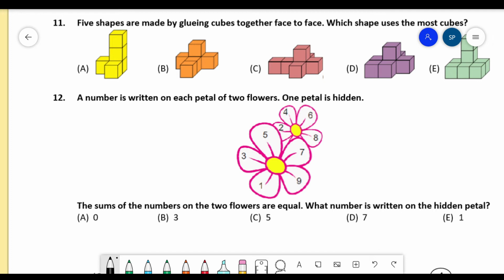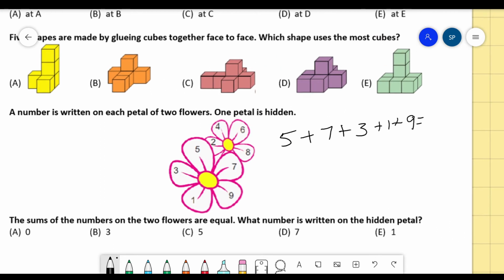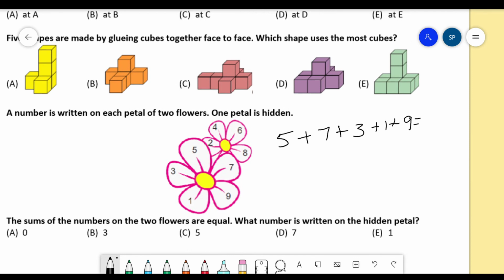Since on one of the flowers we see all 5 numbers, let's add it up. We have 5 plus 7, which would be 12. So 12 plus 3 is 15. 15 plus 1, 16. 16 plus 9, 25. So that means one flower has a sum of 25. But that also means this flower also has a sum of 25.